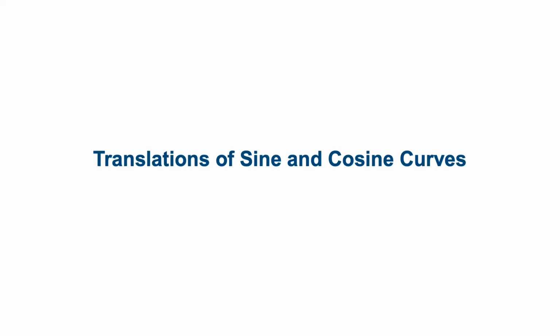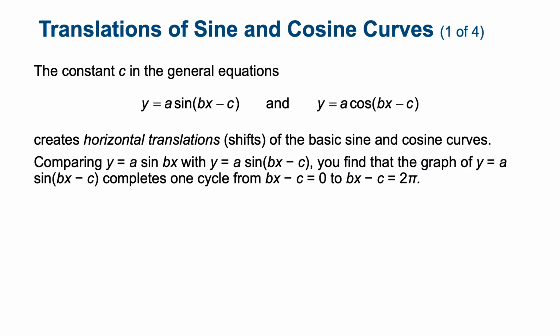So let's talk a little bit about translations. What if you have this c inside the argument of sine? This creates a horizontal translation of the curves. The cycle goes from 0 to 2 pi for the input, correct? So if you think about this, bx minus c goes from 0, and then bx minus c will go to 2 pi at the end. So for one period, it goes from 0 to 2 pi.